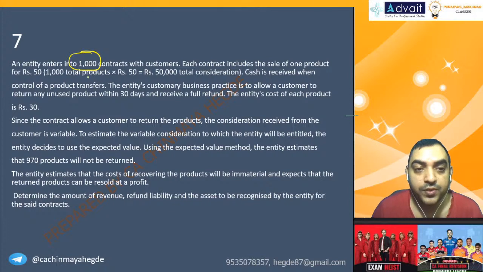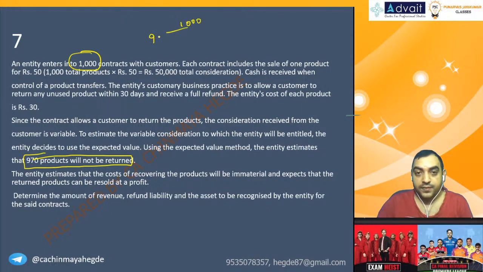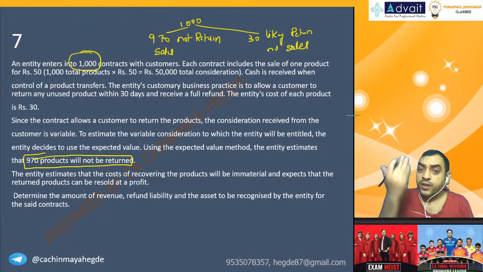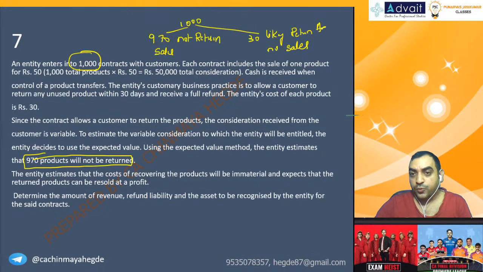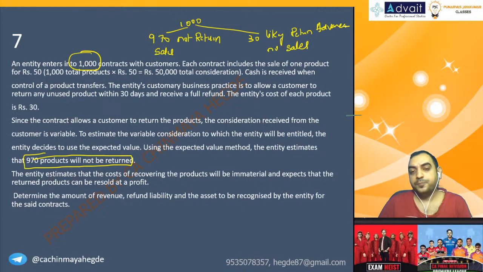So 1000 contracts were entered and they know that 970 products will not be returned. So out of 1000, 970 will not be returned. So you can recognize sales. But on the 30 products, which are likely to return, that means no sales. No sales means what about the money already received? You have to treat it as an advance, or they will call it a contractual liability. Because no sales, but money already received, so it is an advance. You have to refund it, a refund liability.